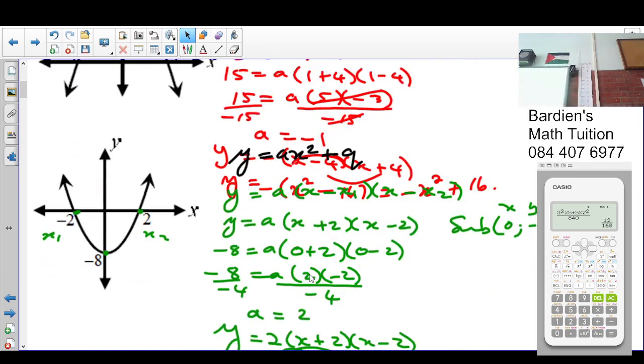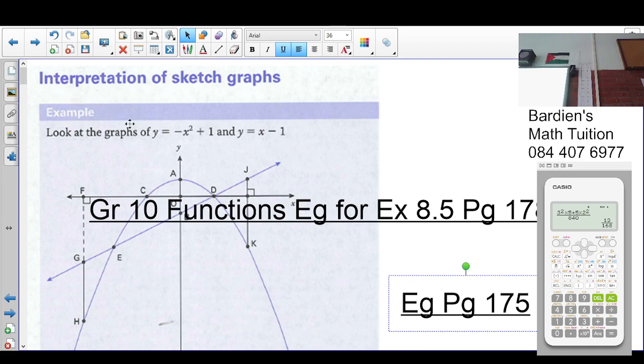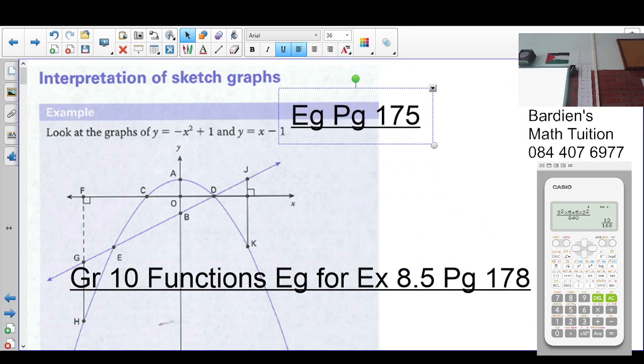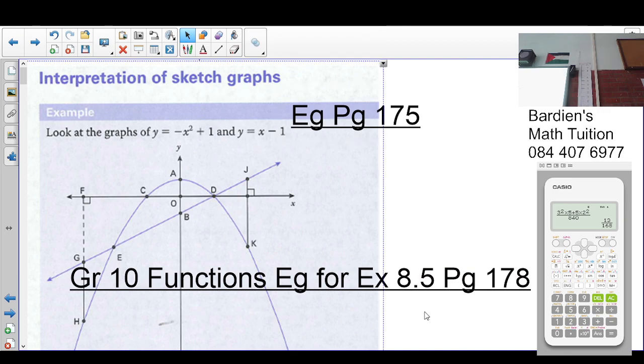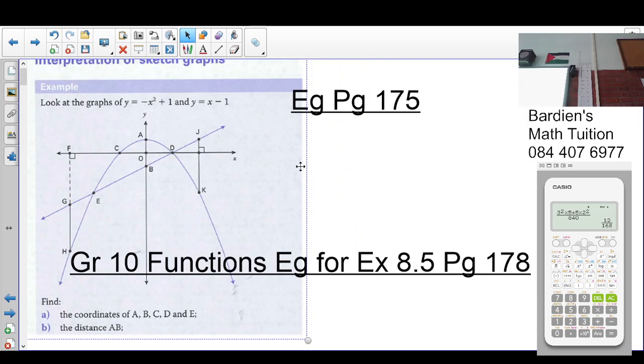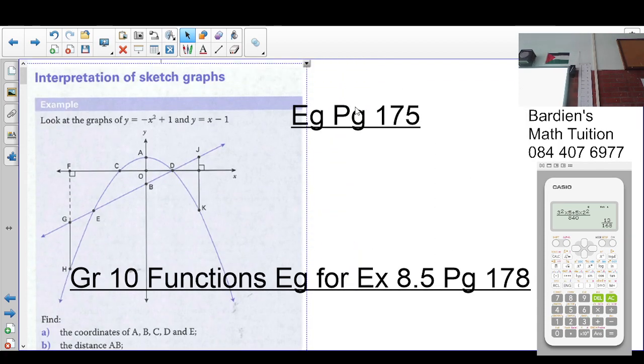So today we're looking at interpretation of graphs. We're looking at the example for exercise 8.5, which is on page 178. And this example is on page 175. Interpretation of sketch graphs. So that means to say the graph is given. Now they're asking us questions pertaining to this graph. Okay, so there's your heading. Interpretation of sketch graphs.